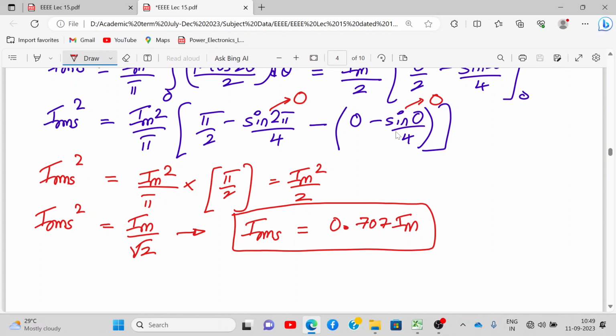Got it? Understood? Now this equation will be utilized in other forms. They might not directly ask you this, but the result of this is important. This is over the half cycle.